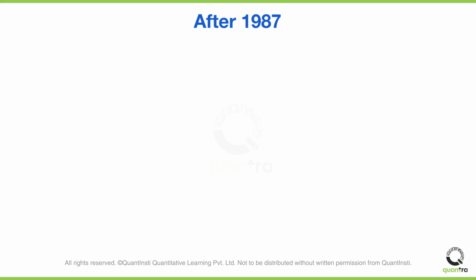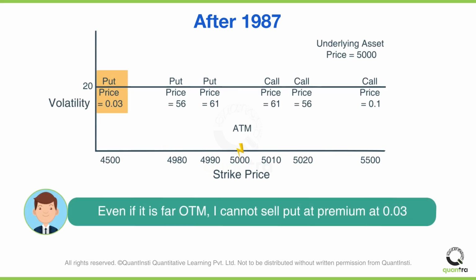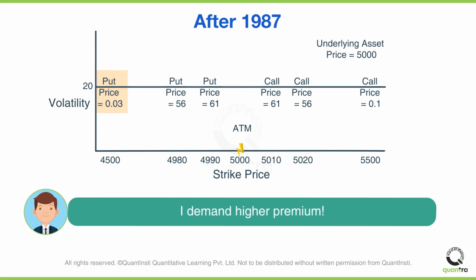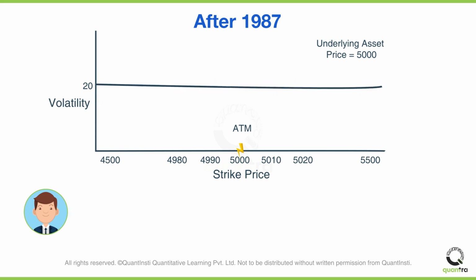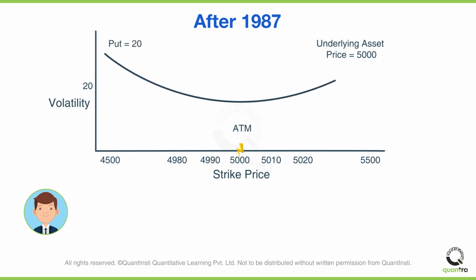After 1987, traders were ready to pay a higher premium for OTM options to cover their positions as well, assuming the implied volatility for OTM options was higher. From then, option sellers demanded a higher premium than normal for OTM options. Thus, the implied volatility line is now not a flat line, but rather a curve.